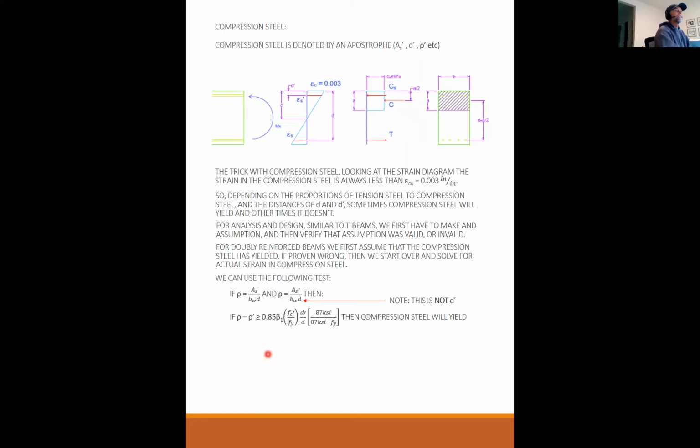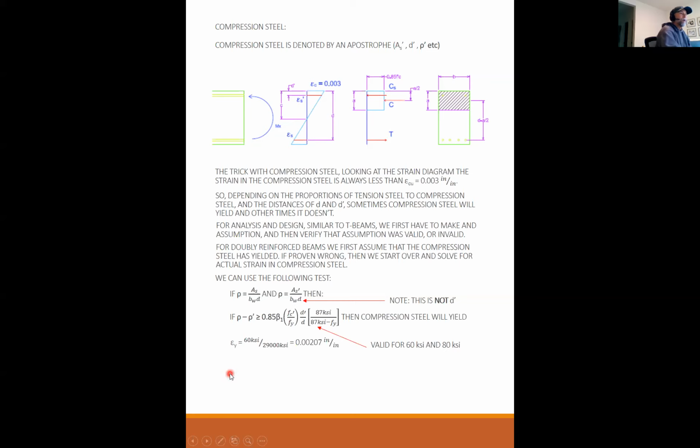Okay, so here's our test. If rho minus rho prime is greater than or equal to 0.85 beta 1 f'c over Fy times d prime over d times 87 ksi over 87 ksi minus Fy, and this is true, then the compression steel will yield. And this equation here is valid for 60 ksi and 80 ksi rebar.